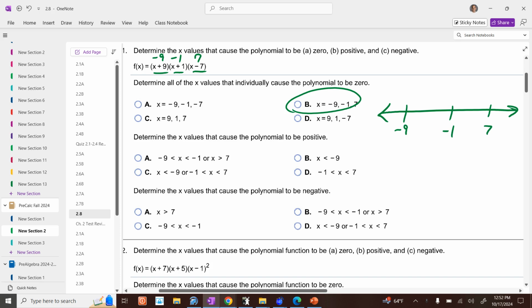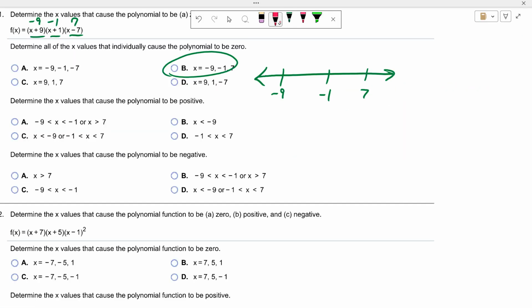Okay? Now, which one will cause it to be positive? To figure this out, we go in between these numbers. Okay? So what's in between -9 and -1? -5. Yeah, let's go with a -5 here. Let me go like this. Go -5. Ooh, that's a fat marker. All right. So we put a -5 in here.